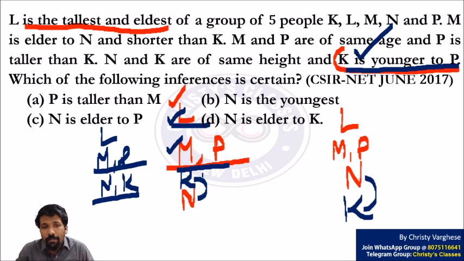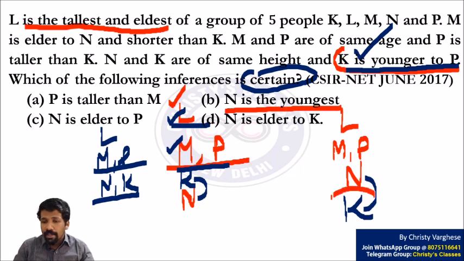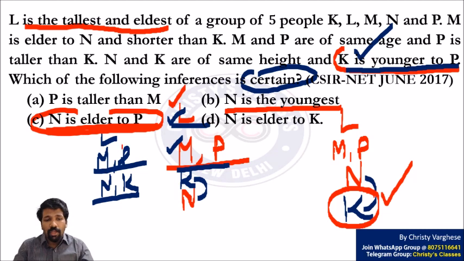In all three possibilities, your answer should be correct. Then only can you say that it is a certain inference. Otherwise, it is not a certain inference. That is just a probable, or highly probable inference only. Certain inference means you should have 100% probability. So option B, let's analyze why option B is wrong. N is the youngest is wrong because K can be the youngest also. There is a possibility for that also. N is elder to P, it is not true in any of the cases.